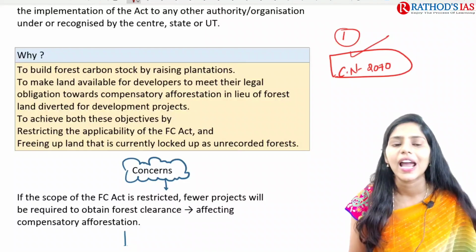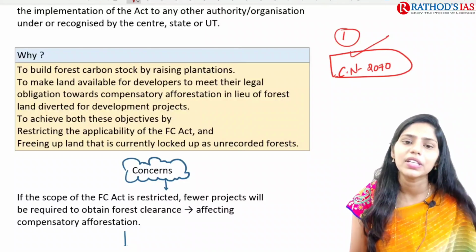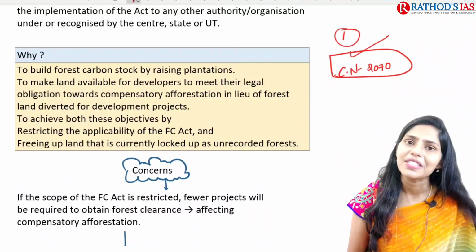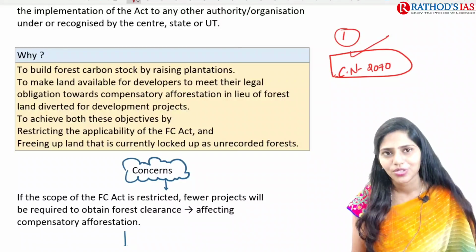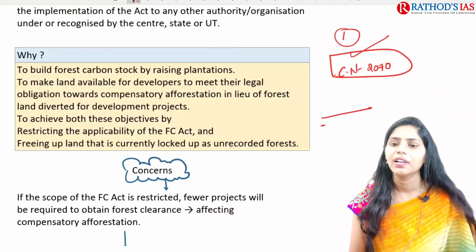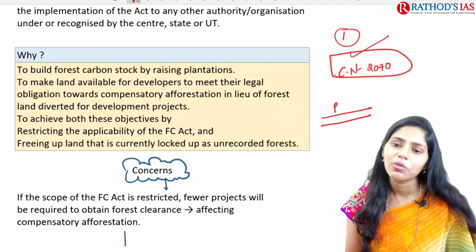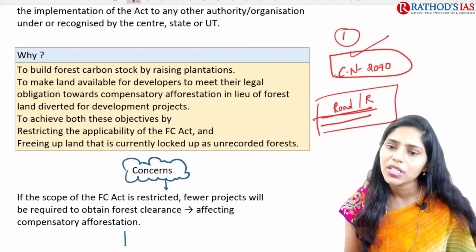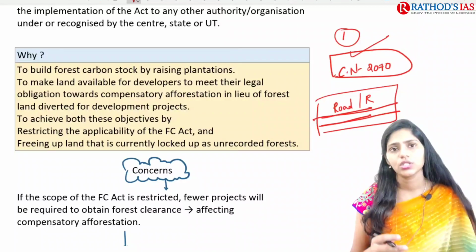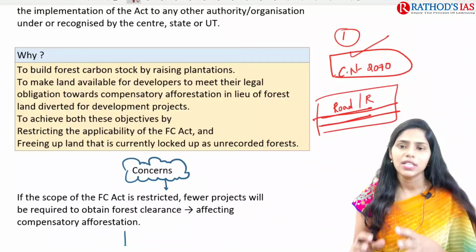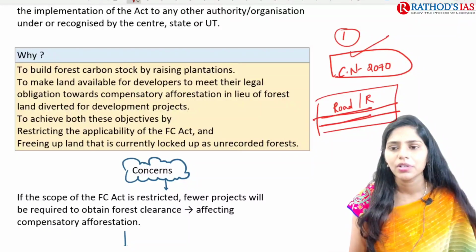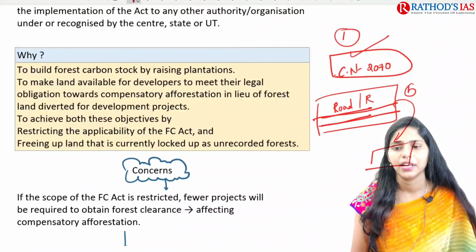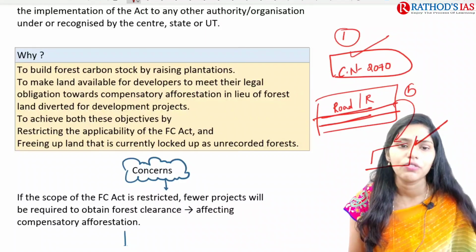And next one here is to make land available for the developers to meet their legal obligations, especially so we have compensatory afforestation. So what is this concept of compensatory afforestation? Especially for the beginners, I want to say this. For example, if you are coming up with a development project, say the government wants to come up with a road facility or a rail facility in a forest. Whenever the government says we are going to have this project, and it will be helpful for the development of our country, yes, we have to compromise on the environment. So if you are cutting down trees, and those trees have to be planted in another area, this concept is called compensatory afforestation.